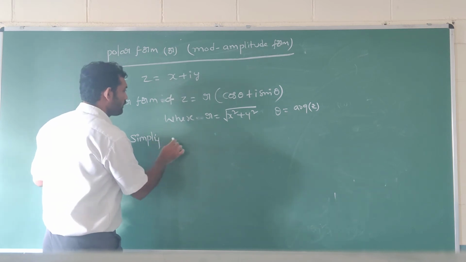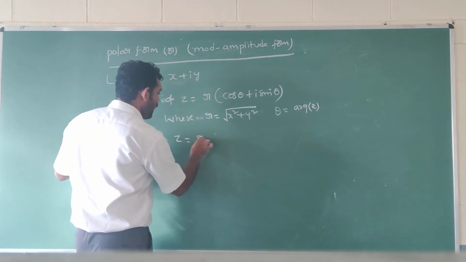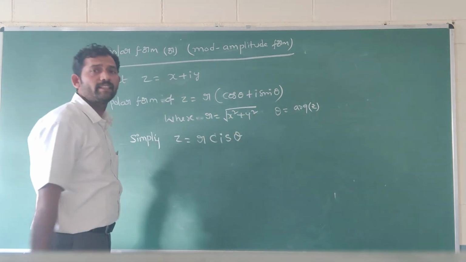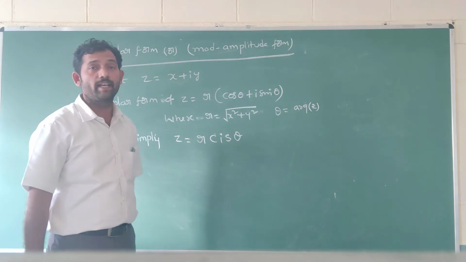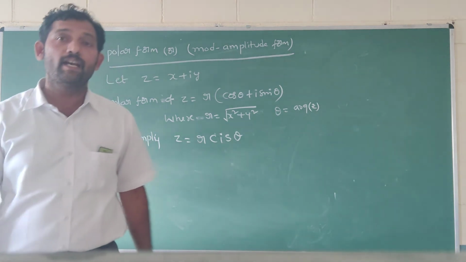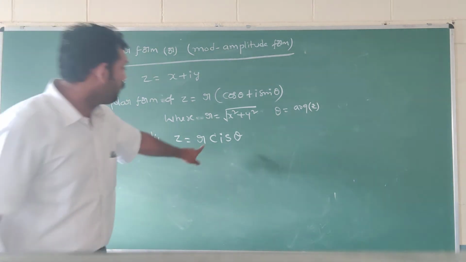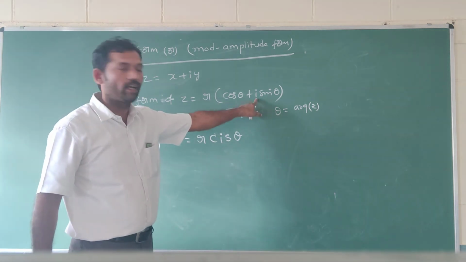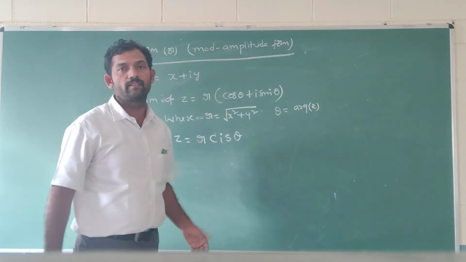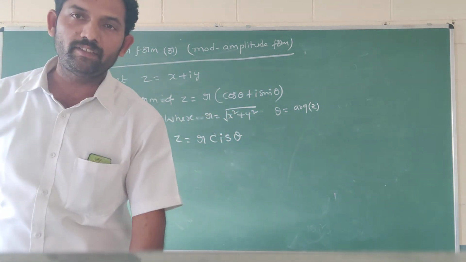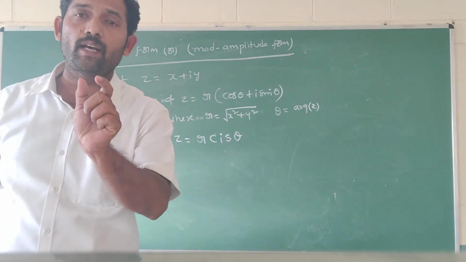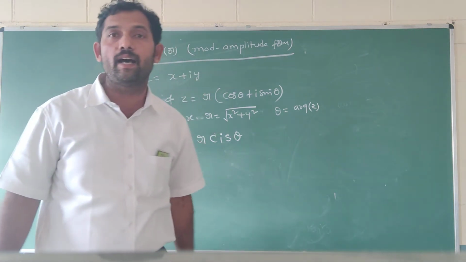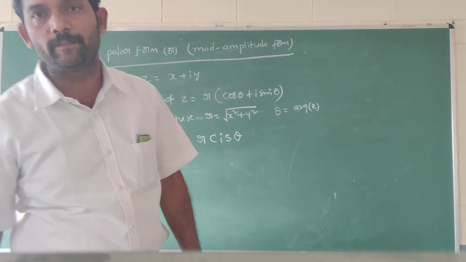It can be written as z = r cis theta. The polar form can be written as r into cis theta, where c means cos, i means imaginary iota, s means sin, and theta is as it is. So this is cis theta, and the polar form in short is r cis theta. Understand?